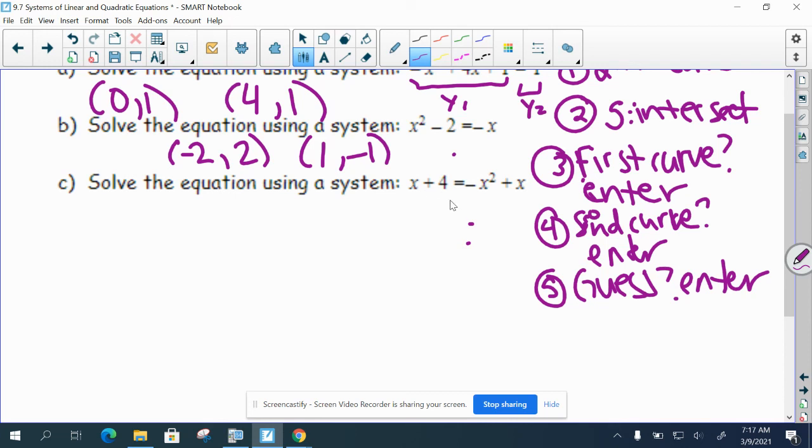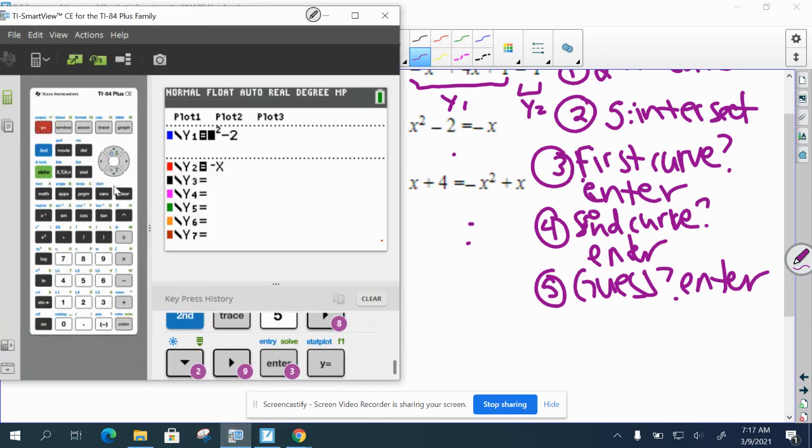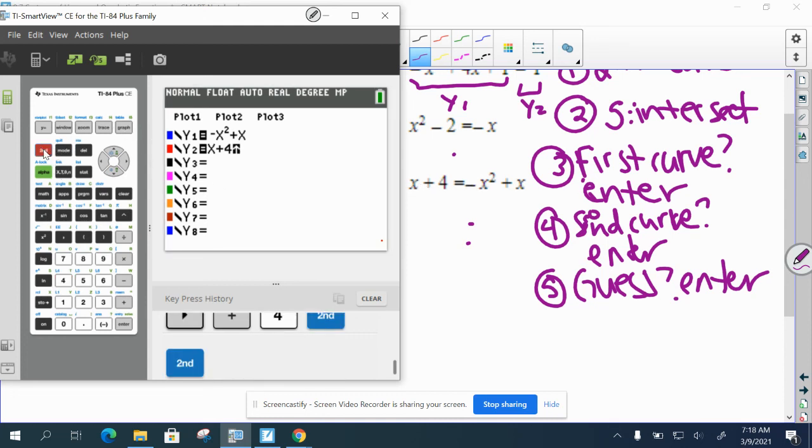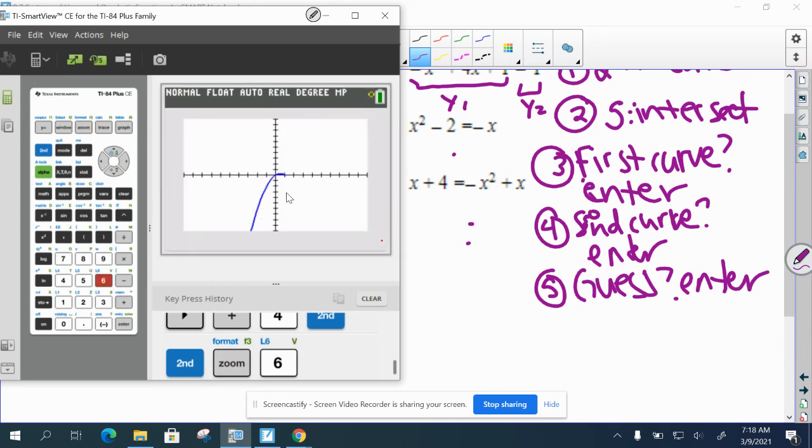You should, actually for this one, let's do this one real quick. This one is a little bit different. So I'm going to type in the negative x squared one first, and then plus x, and then the other one is x plus 4. So this is a parabola opening down. This is a linear equation with a positive slope. So if I do zoom 6, get that and then that.